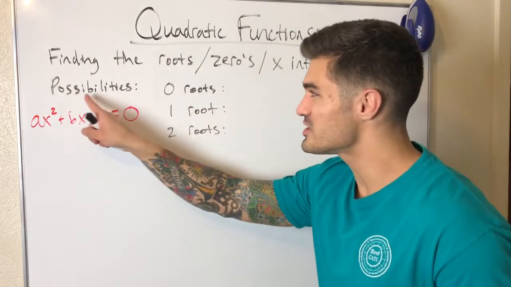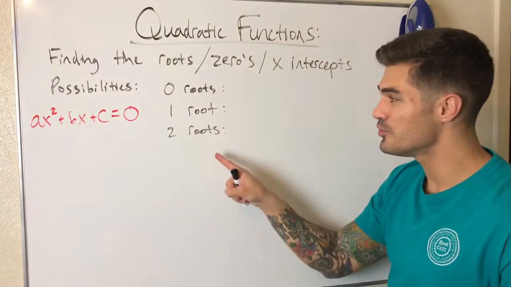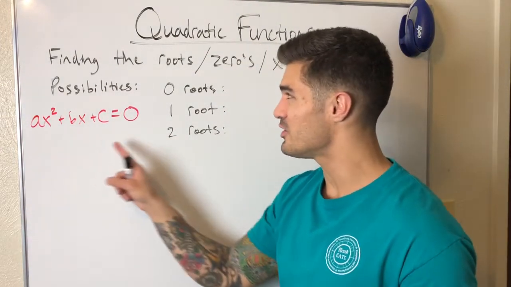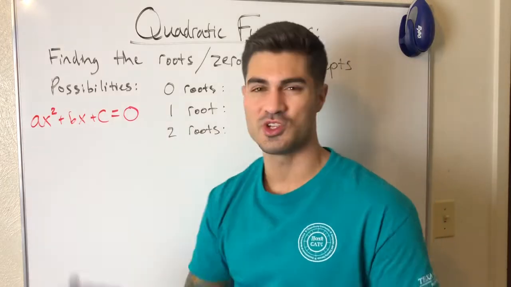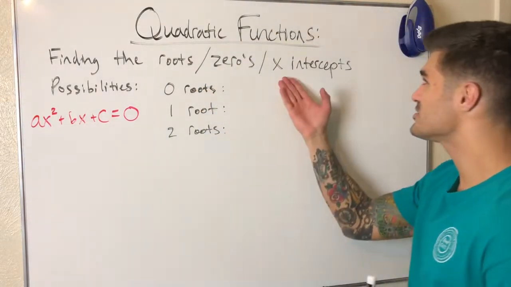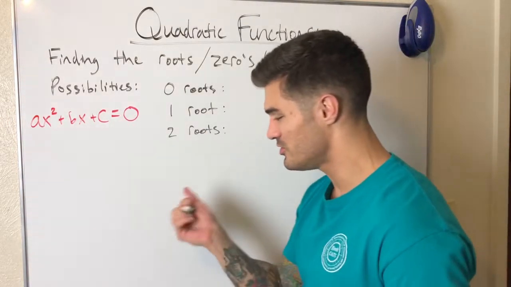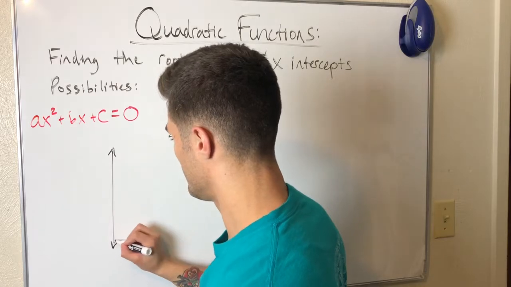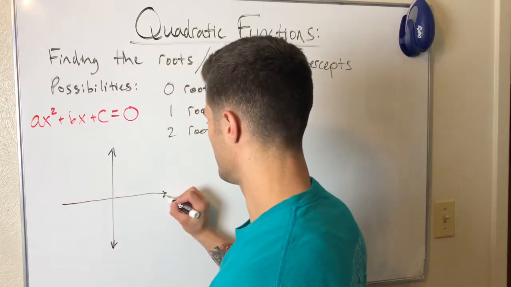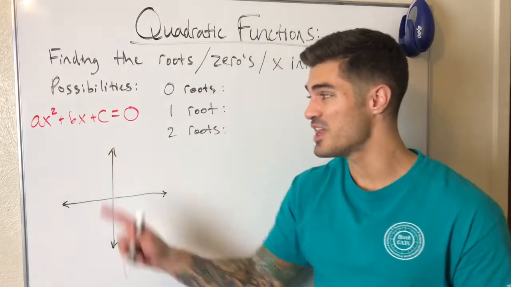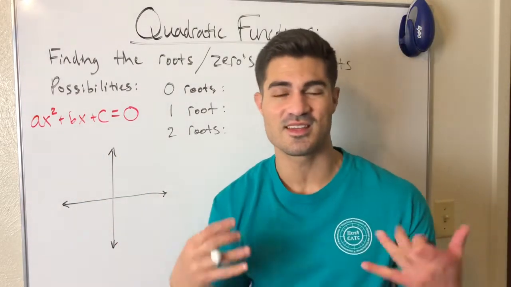So what are our possibilities? We have 0 roots, 1 root, or 2 roots. And what this means is basically our solution to this, we can either have 0, 1, or 2 solutions, okay? So the best way to make sense of this, in my opinion, since these are x-intercepts, is to draw a little graph. So I'm going to draw, this is the y-axis, this is the x-axis. So x-intercept means this graph intersects with the x-axis. That's how I remember it.